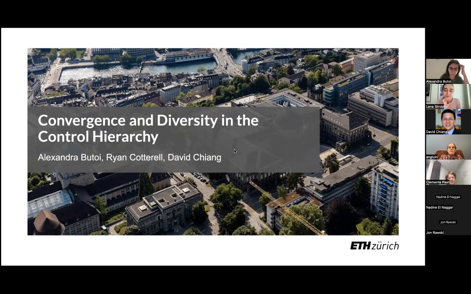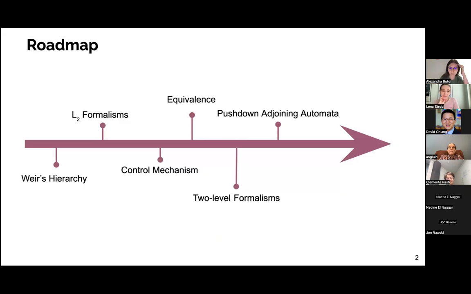So yeah, I'm going to start with an overview of the presentation. I'm going to give a short intro on Weir's hierarchy, then present a few L2 formalisms, which are also known as tree-adjoining languages formalisms. Then I'm going to present Weir's original control mechanism, which allows the progression in the hierarchy. And also I'm going to present how we extended Weir's original mechanism to pushdown automata.